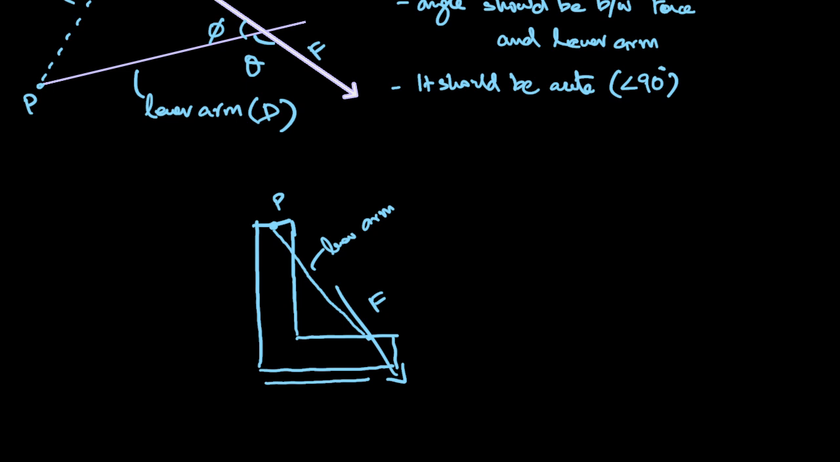Taking the moment arm should be simple enough. You just extend the force vector upwards until you get a right angle triangle. This, which would mean this distance, is your moment arm.